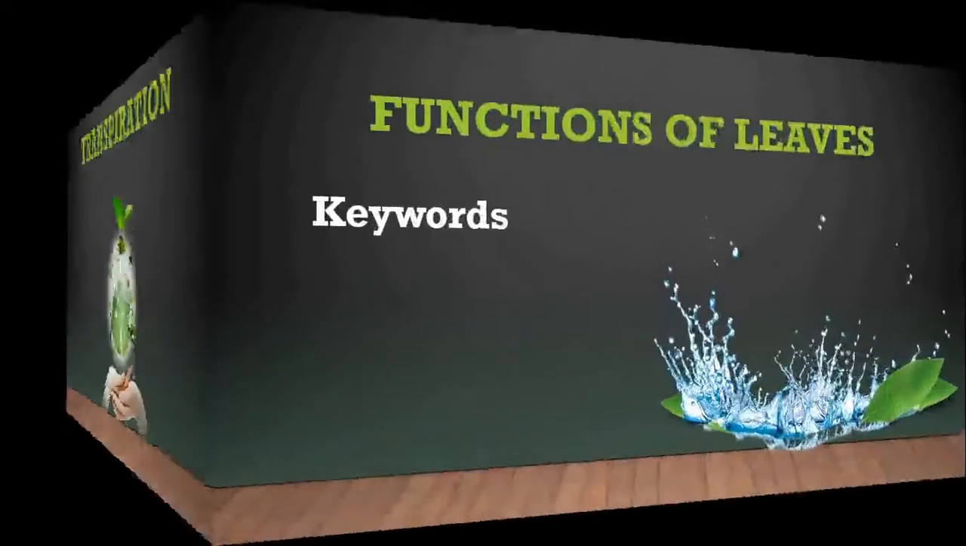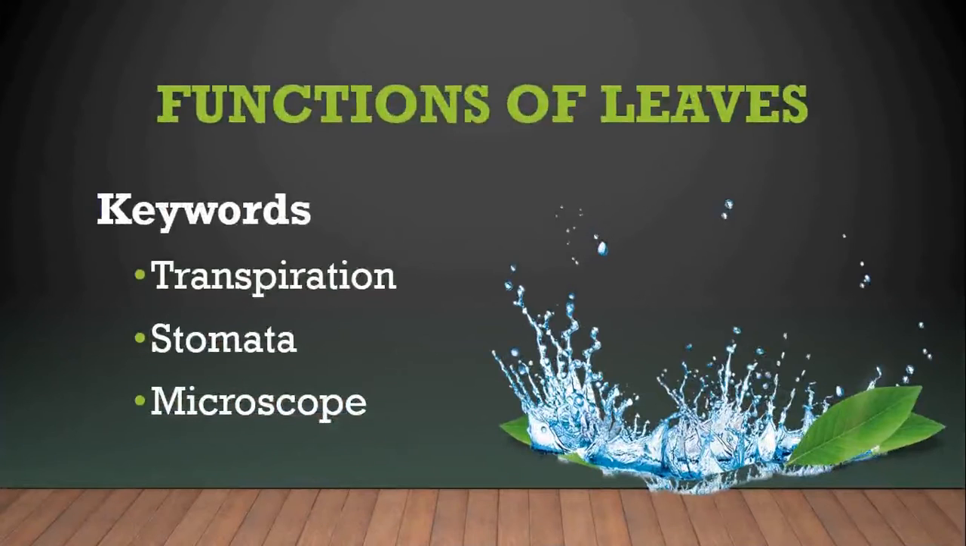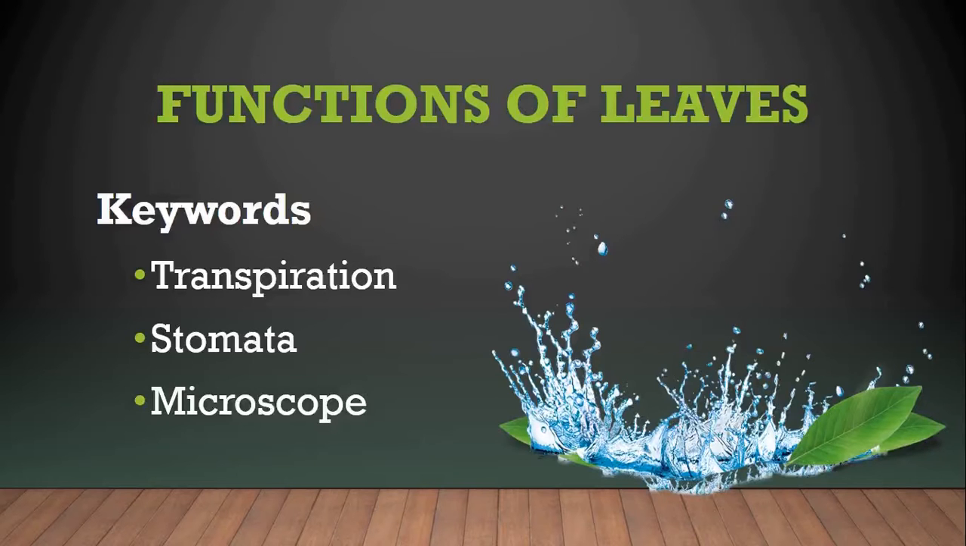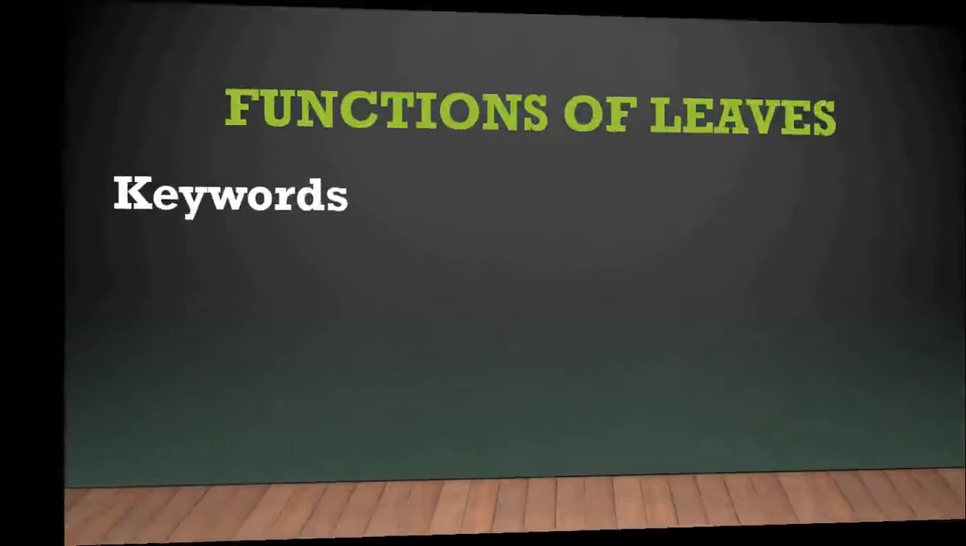Here are some keywords we will use in this topic: transpiration, stomata, microscope. Let's learn the pronunciation. Come on. Transpiration. Stomata. Microscope. I hope you learned the pronunciation of keywords. Now we will learn the meaning of these keywords.